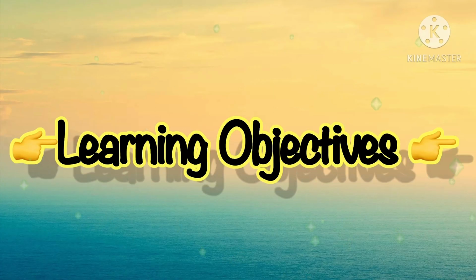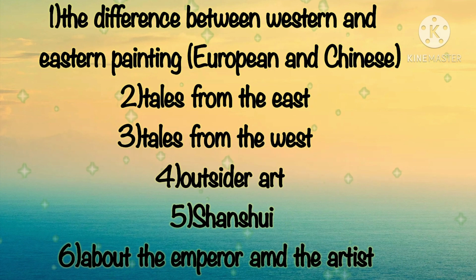Last but not the least, it's time for learning objectives. So, the objectives are: first, the difference between Western and Eastern painting, that is, European and Chinese. Second, tales from the East. Third, tales from the West. Fourth, outsider art. Fifth, Shenxi. Sixth, about the emperor and the artist.